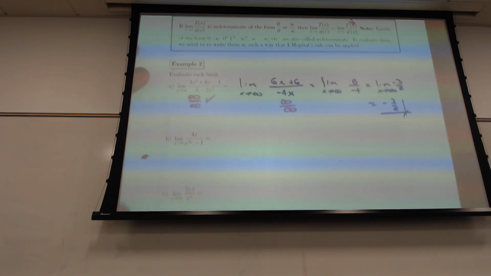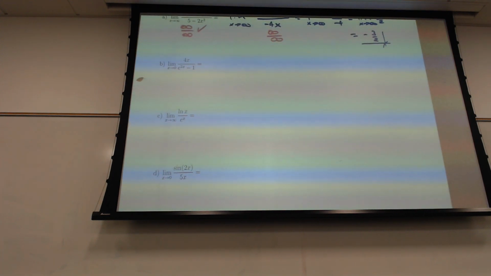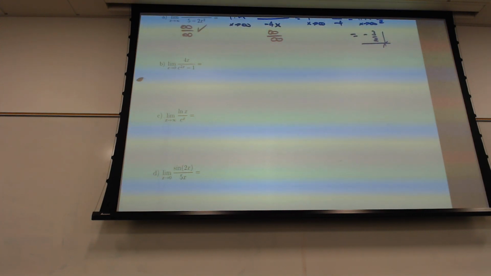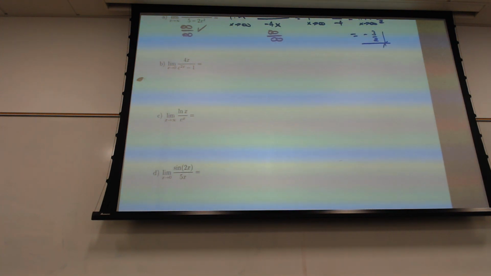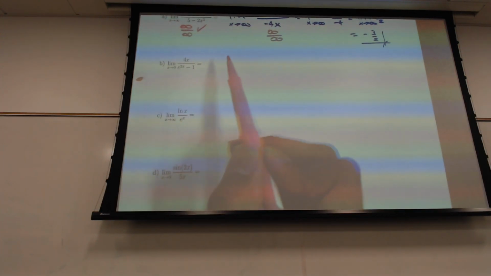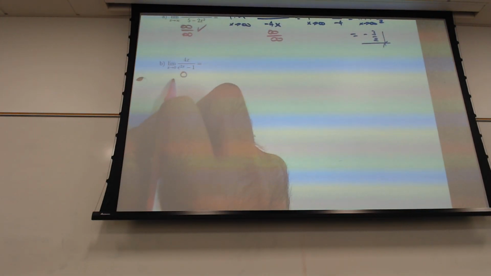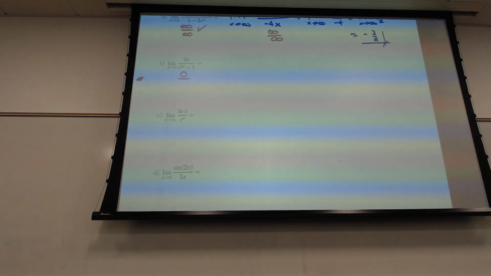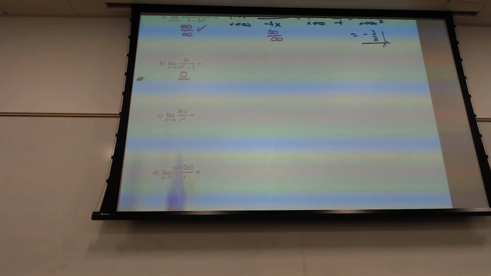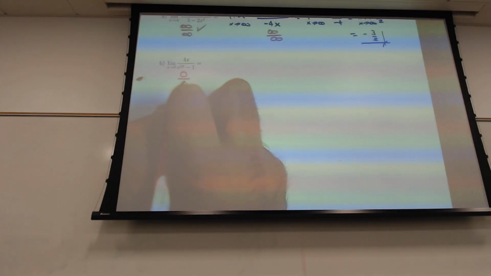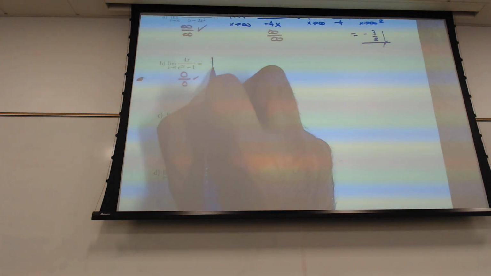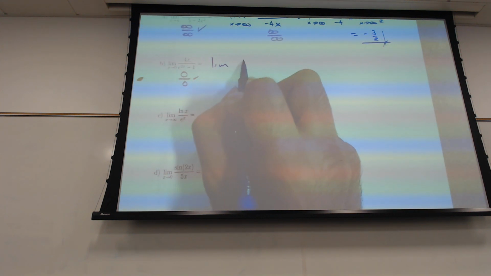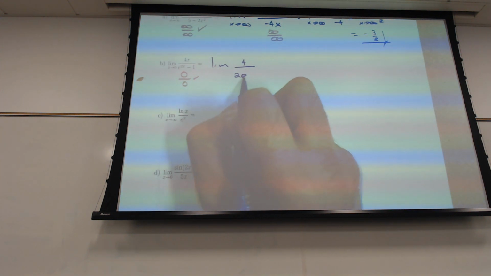Let's do one more example. The limit of 4x over e to the 2x minus 1 as x approaches 0. All right, so using direct substitution, what do we get? 4 times 0, which is a 0 in the numerator, and e to the 2 times 0, which is e to the 0, is 1, minus 1, that's also a 0. So we're good. Let's take the derivative of the numerator and the derivative of the denominator. So that's the limit of 4 over 2e to the 2x.